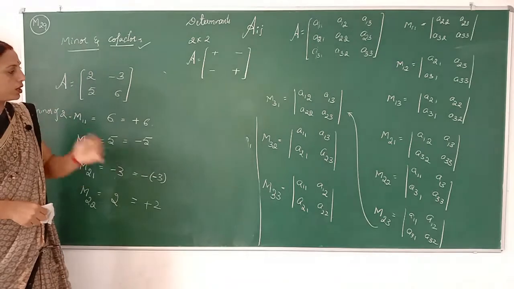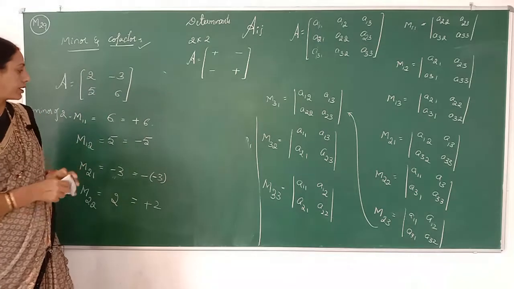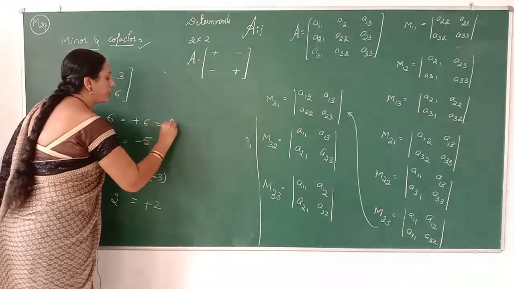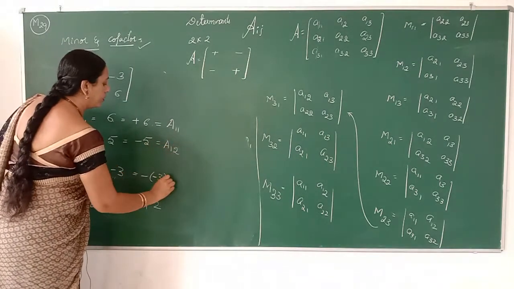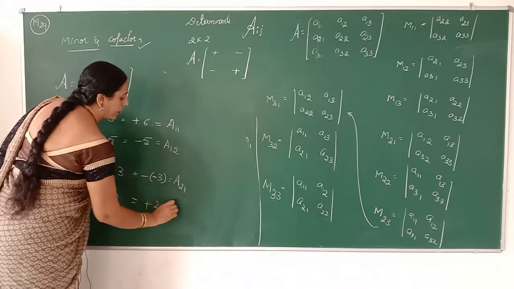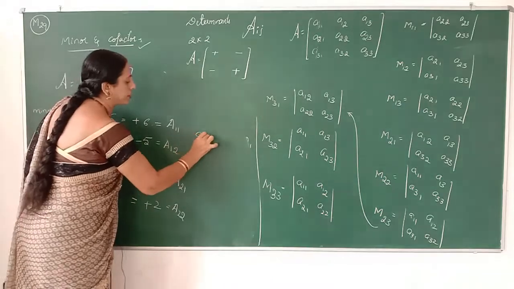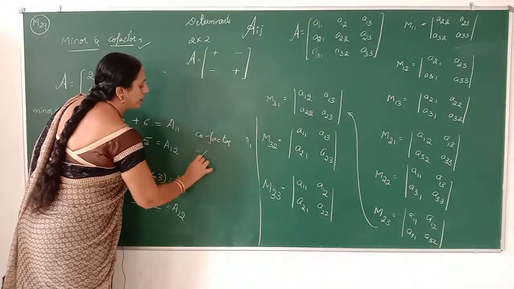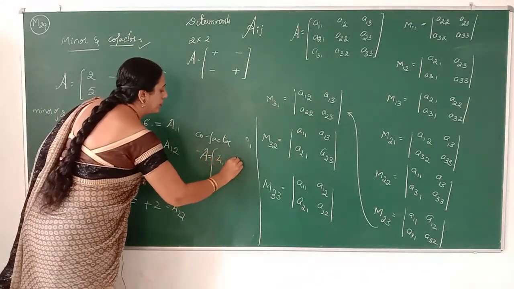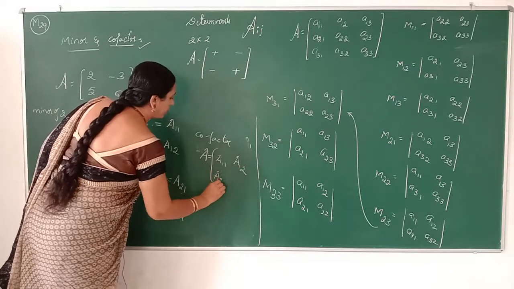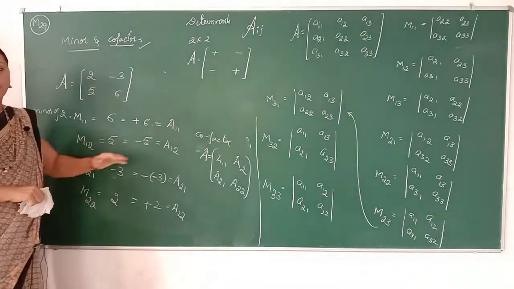Now these are called the cofactors of the given elements, the cofactors of the matrix or determinant. These are denoted by A11, A12, A21, A22, and they are also represented in the form of a matrix. Cofactor of A is equal to the matrix A11, A12, A21, A22. This is the symbol for the cofactor.